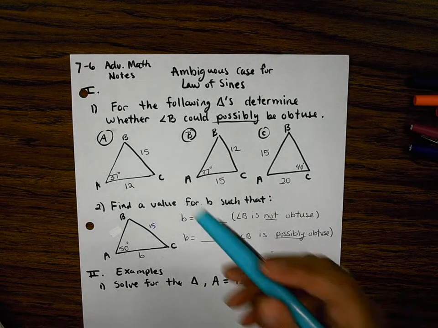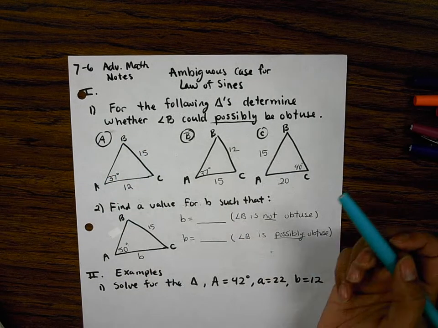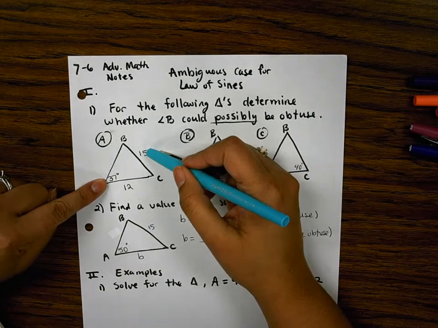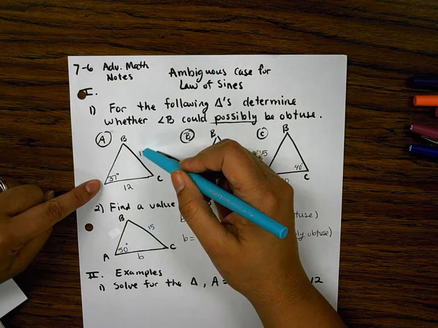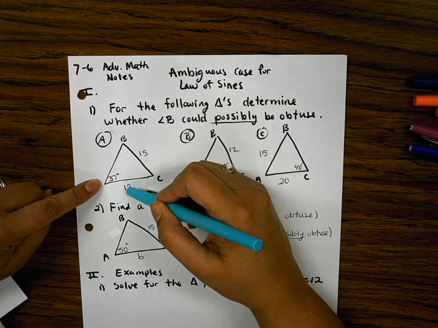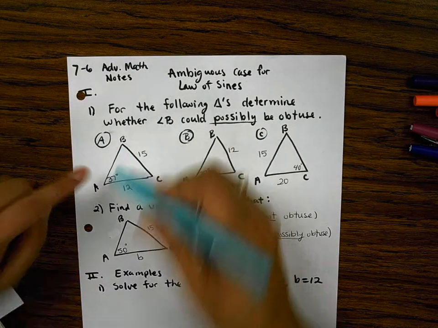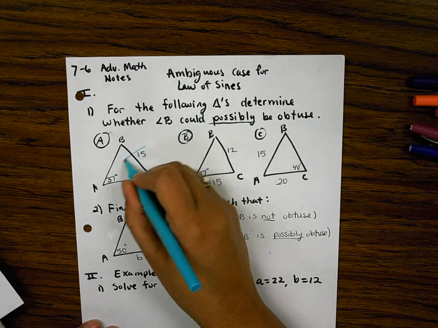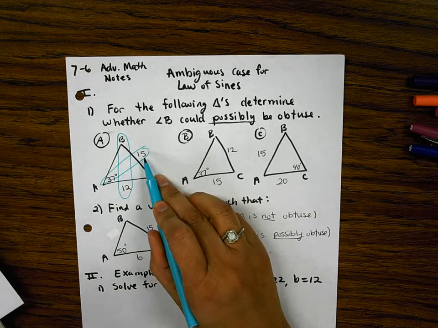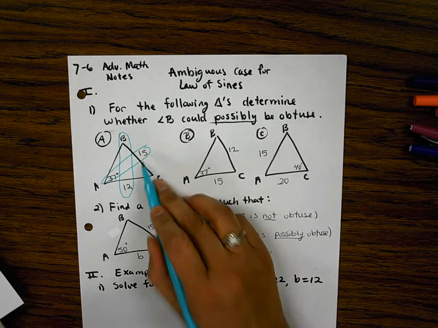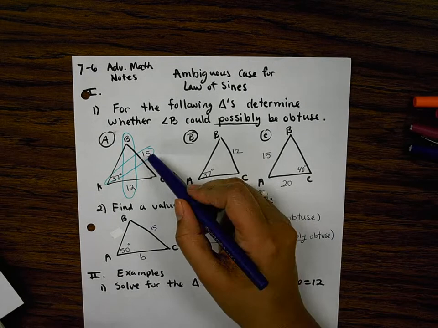You have to remember back to Math 2 when you learned about opposite angles and opposite sides. You learned that 37 matches with 15 and angle B matches with 12. You learned that if 15 is bigger than 12, then 15's angle is bigger than 12's angle. So 37 and 15 go together. B and 12 go together.